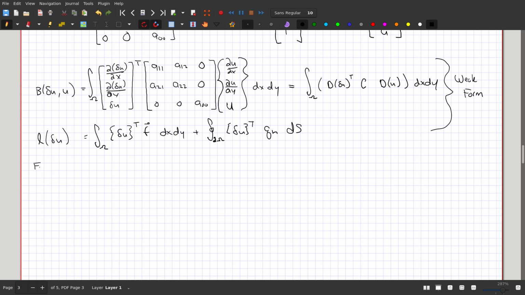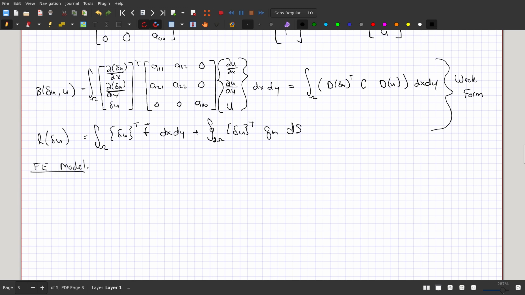So then the finite element model, we're going to let u be approximately equal to u_h, which is a function of x and y, and that's going to be equal to the sum of N_J u_J. And del u_I is going to be equal to N_I.